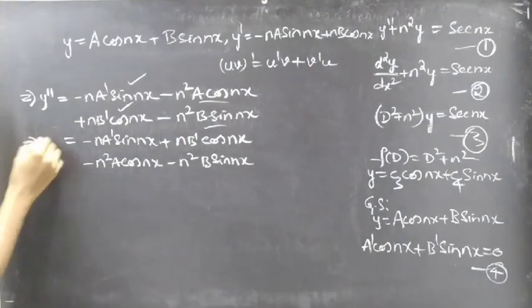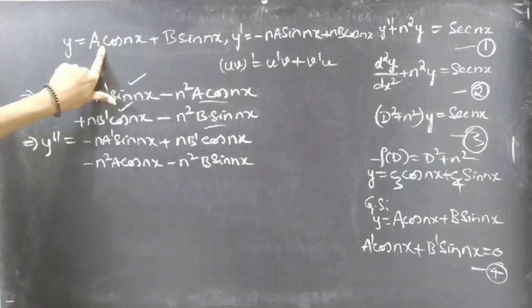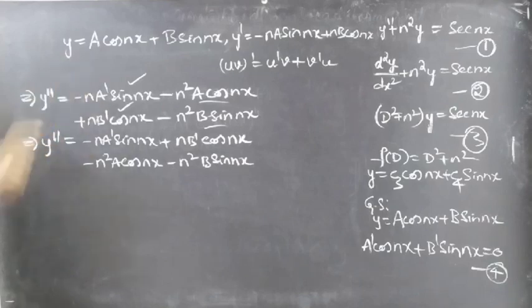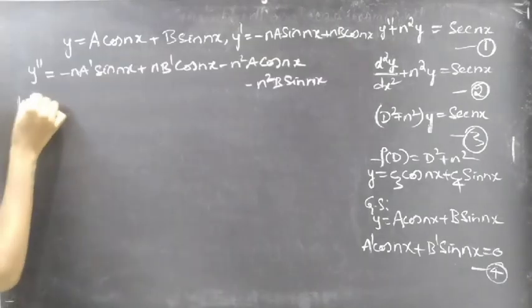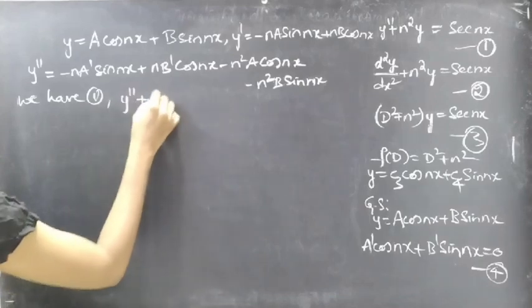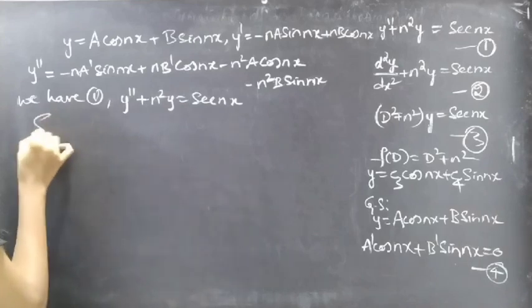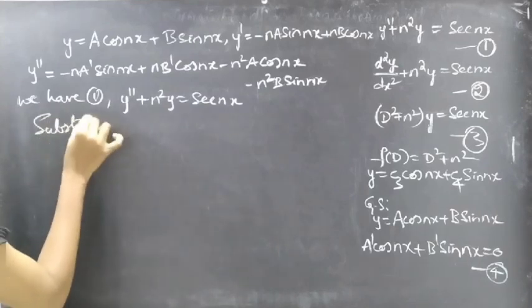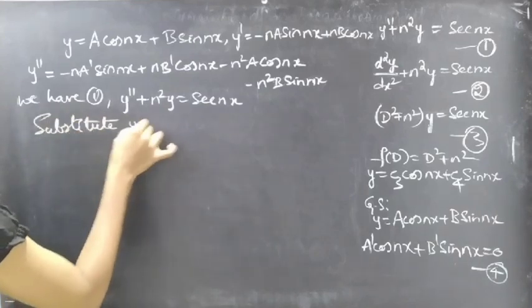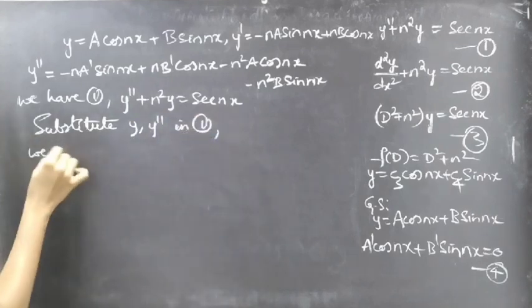So we got y double dash here, and already we have y. So now we need to find y double dash and y in equation 1. We have equation 1: y double dash plus n square y equal to secant nx. Now substitute y double dash in 1 again.